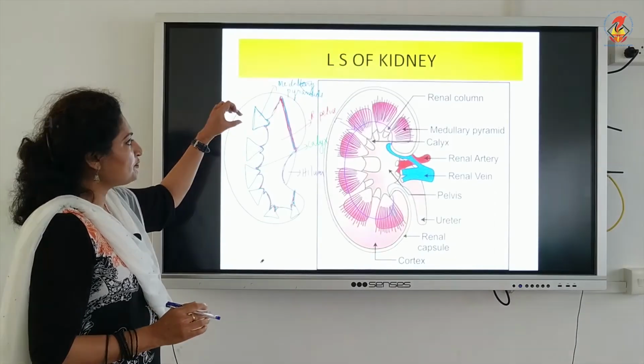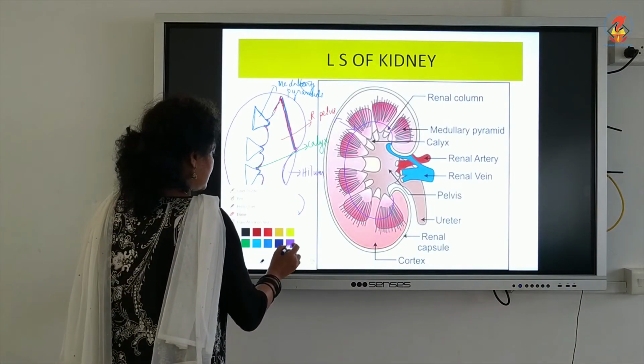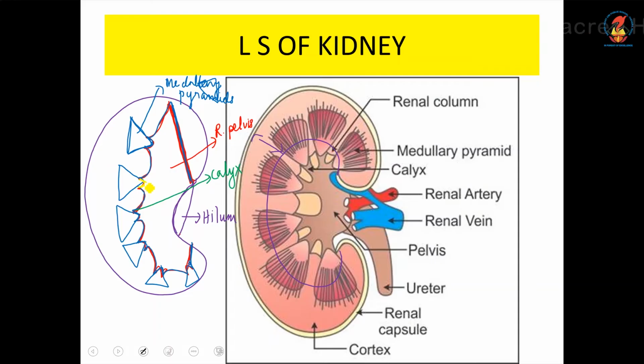And where is the medullary pyramid embedded or projecting into? It is projecting into the calyx. See the calyx, I am just showing the calyx projections. Only in yellow I am indicating the calyx. The margin of the renal pelvis is not smooth, it is thrown into projections called calyx. I have highlighted the calyx in yellow, and the medullary pyramids project into them.